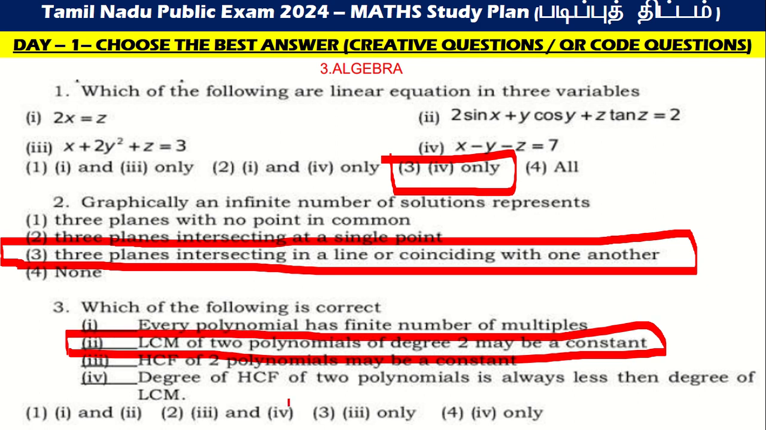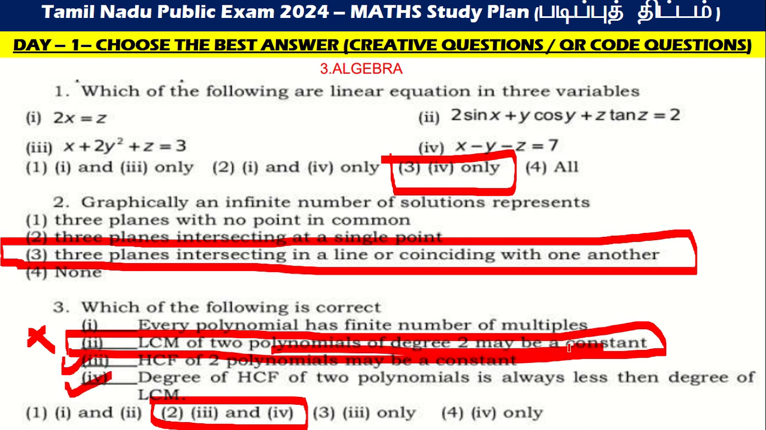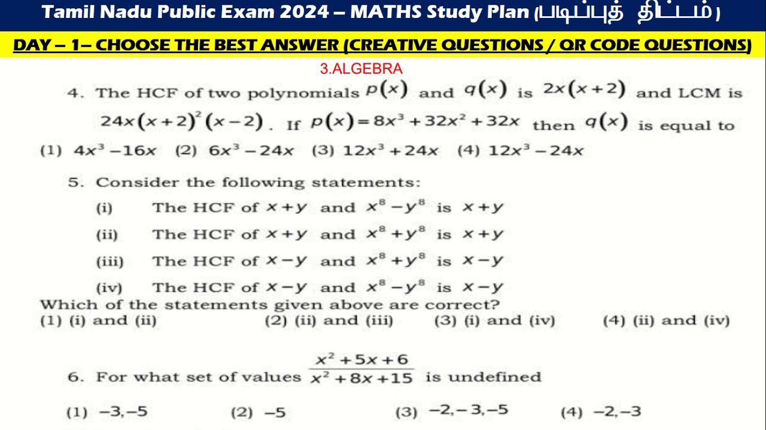And then that means this is the answer. 3 and 5. 3 and 4. That is third option and second option same correct. This correct. Next one, the HCF of two polynomials P of x and Q of x.